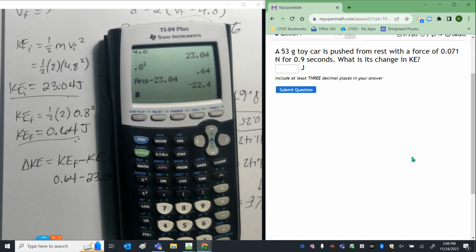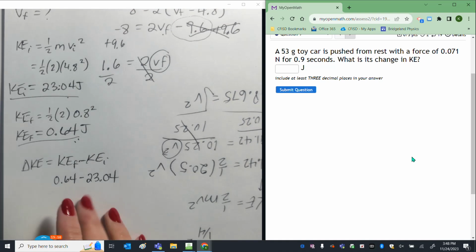Question 9. A 53-gram toy car is pushed from rest with a force of 0.01 newtons for 0.9 seconds. What is its change in kinetic energy? Let's get some fresh paper because we're running out of space on that one.